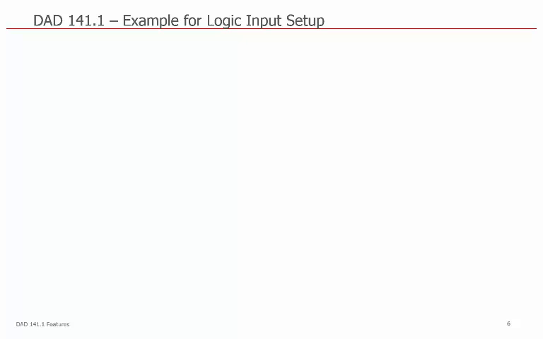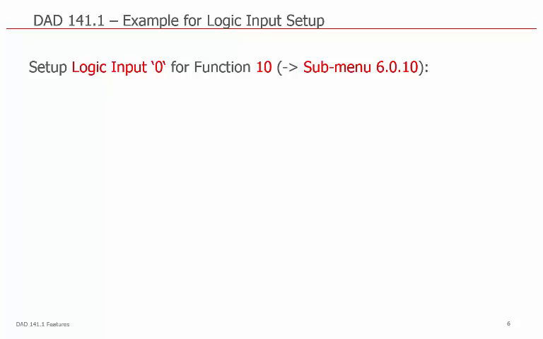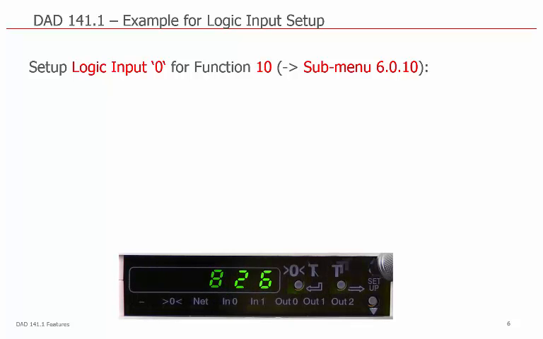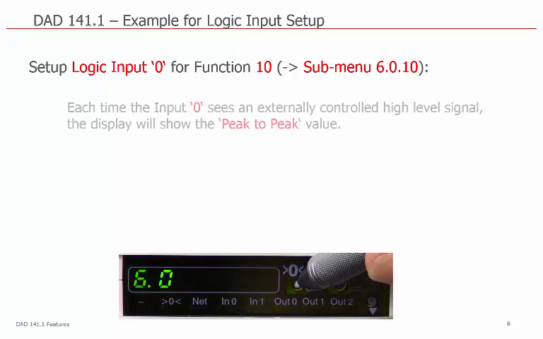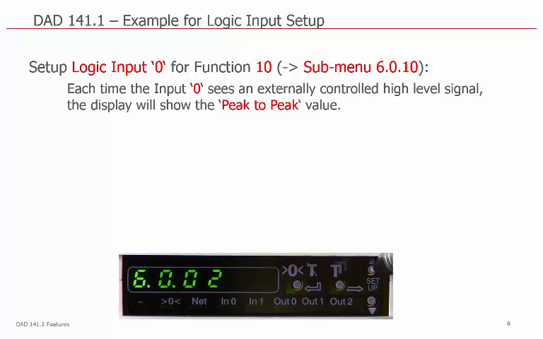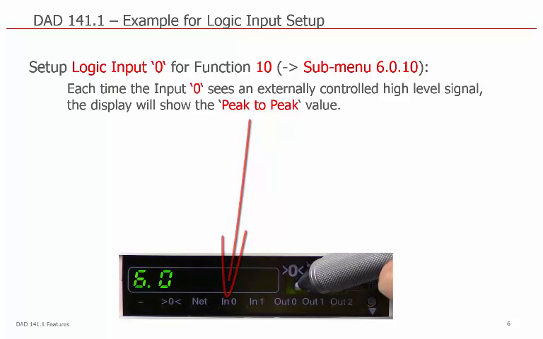Example for a logic input setup. For the logic input 0, we choose function 10, display of peak-to-peak value, via submenu 6.0.10. Each time the input 0 sees an externally controlled high-level signal, plus 12 to plus 24 volt DC, the display will show the last peak-to-peak value.